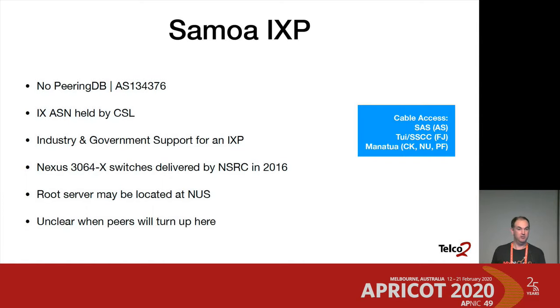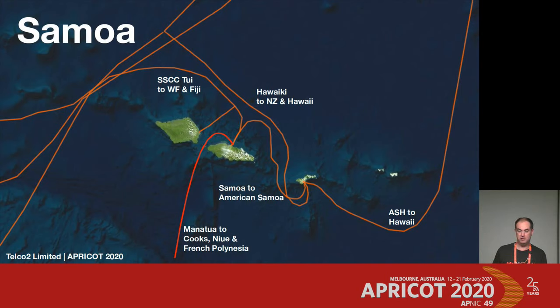But there are new cables. If I can go back, there's another new cable called Manatua that should be turning up later this year, Q3. So that's going to be a connection to French Polynesia. Now, once you have French Polynesia, which has its own cable back to Hawaii, once you have them connected, and Fiji, and American Samoa, and New Zealand, you've got so many options. It's kind of a real logical place to have an IX where other people in the Pacific are peering.